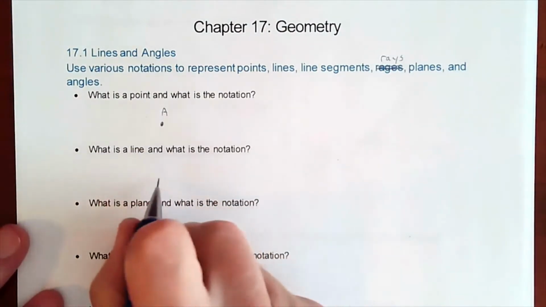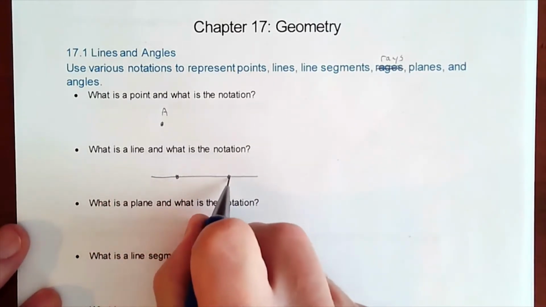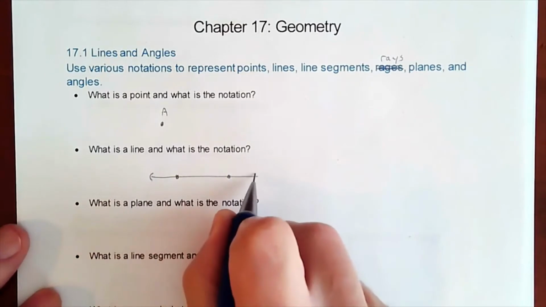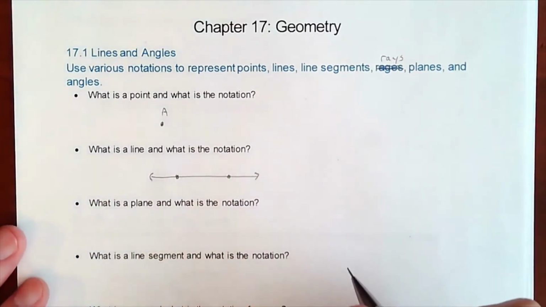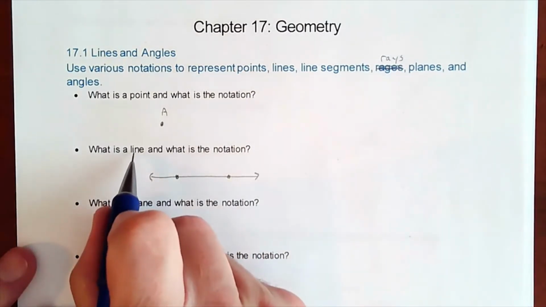What is a line? A line is something that has no beginning and no end to it. We symbolize it with arrows. If you don't put the arrows, then it doesn't keep on going. So the line does keep on going forever.